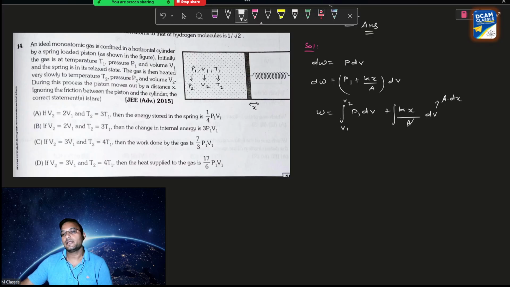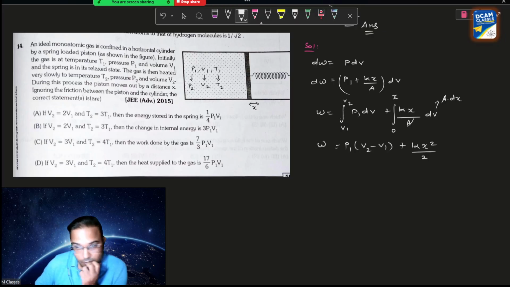So A will get cancelled. Here the work done will become P1 into (V2 minus V1) plus k x square by 2, from 0 to x. This is the work done. But they have asked in terms of dV only.